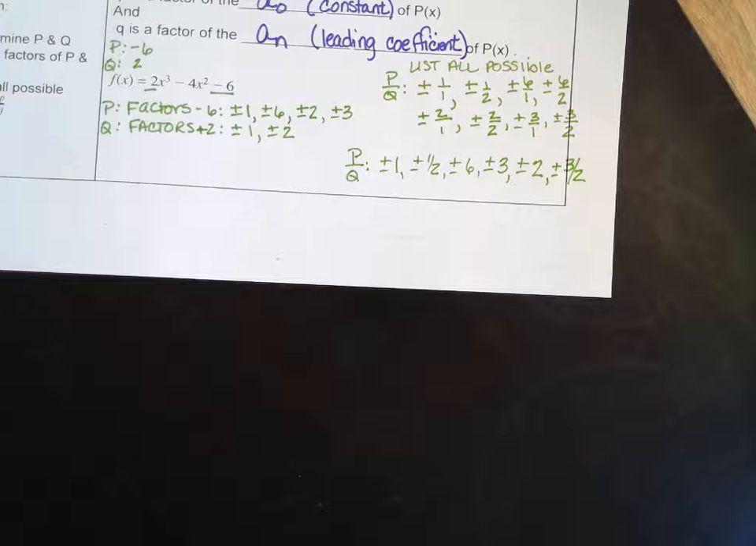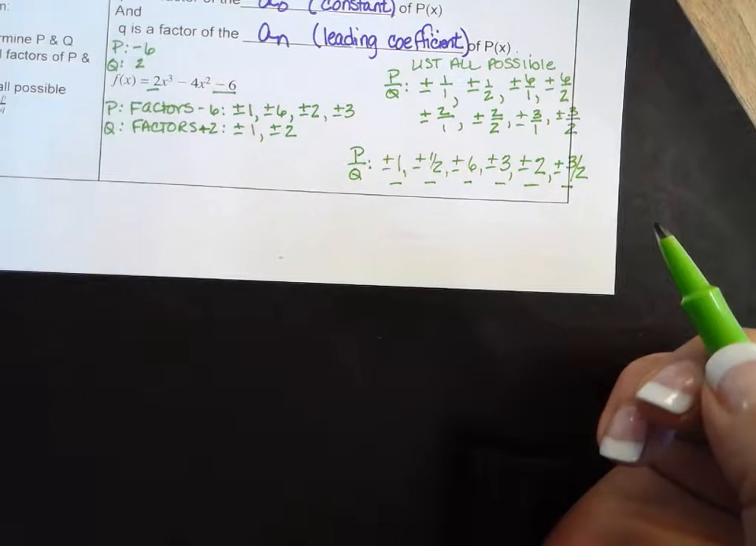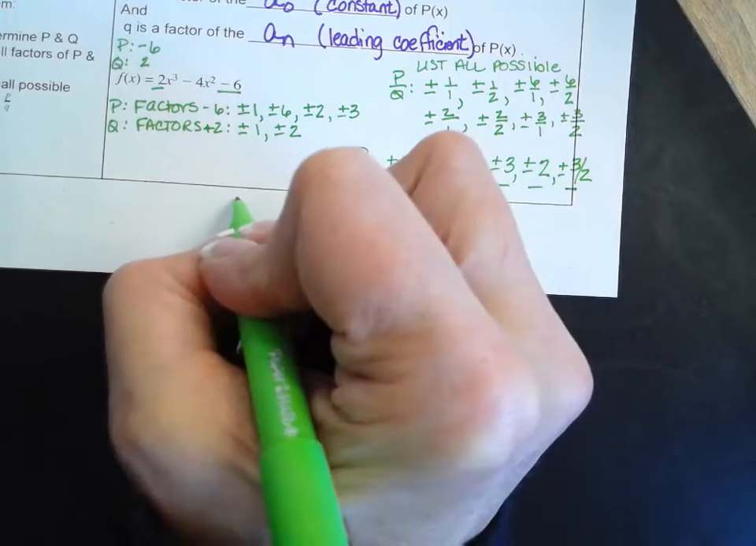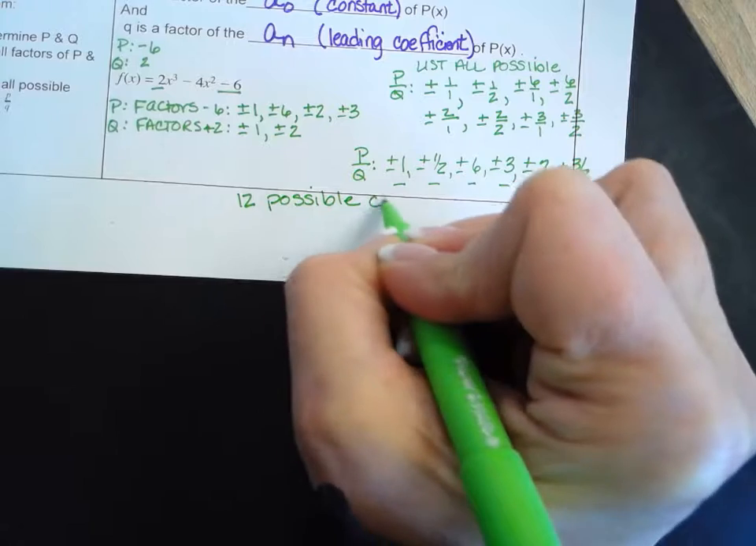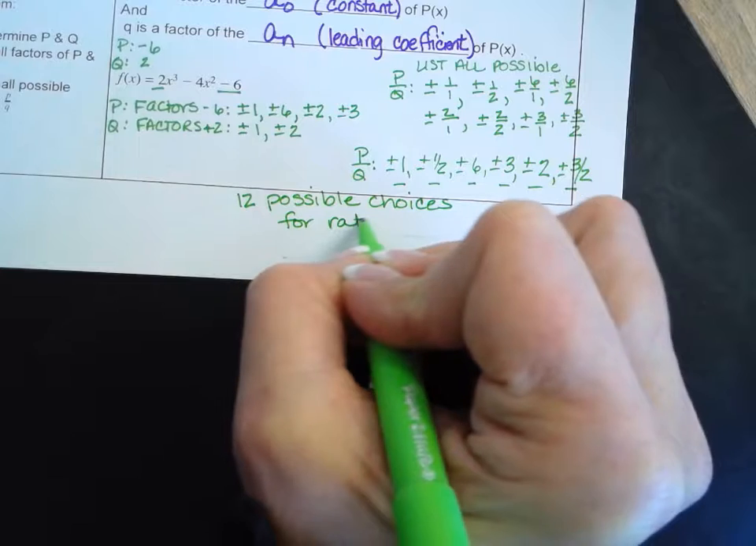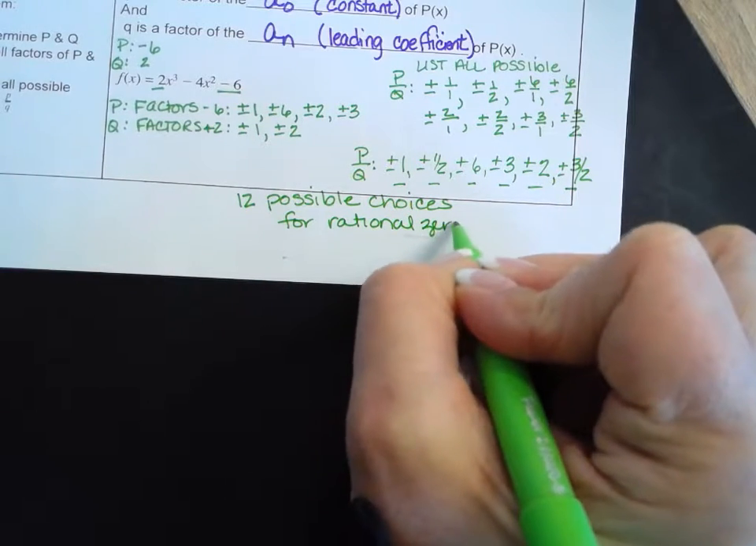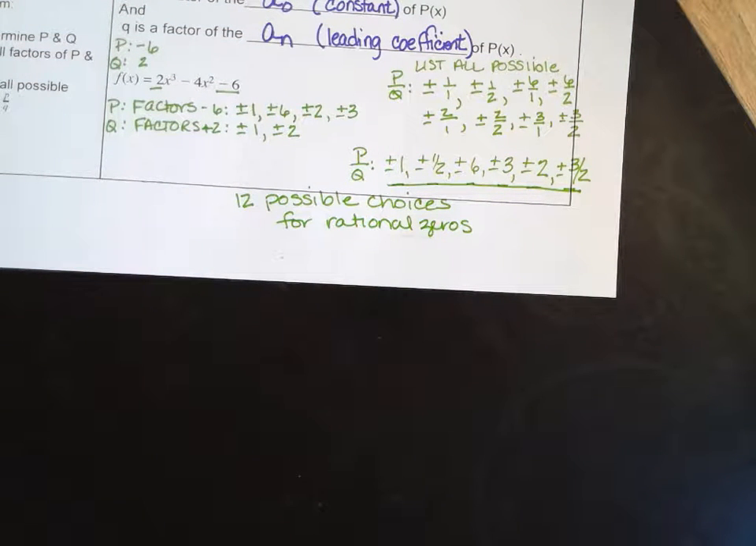Okay? So what does this tell us? We have 1, 2, 3, 4, 5, 6. We have the positives and the negatives. So that means I have 12 possible choices for the rational zero. Your zeros will be one of those. You just got 12 choices. So you've narrowed it from infinity down to 12 choices. That makes it worthwhile. Right?